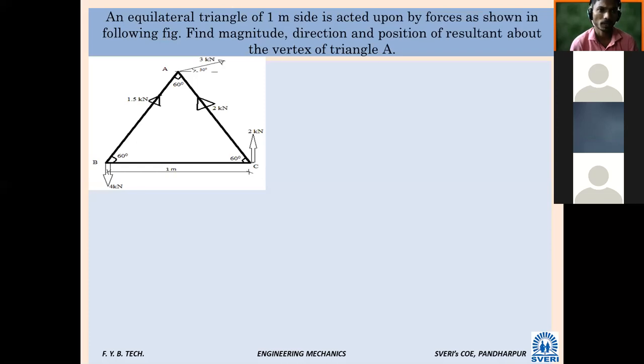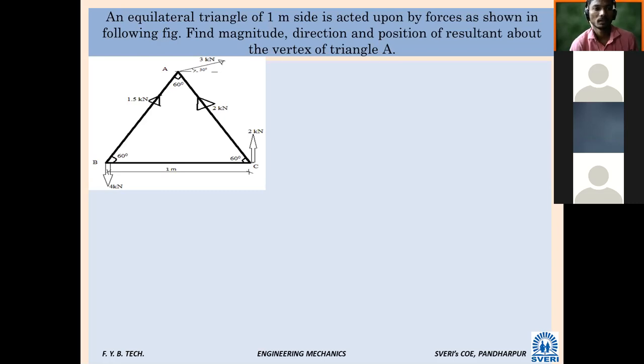So same problem now, equilateral triangle of 1 meter side. Very simple problem. Only while solving the problem, you should be able to find distances and forces. That's all. Shall we? So what is given, how many forces are there in this system? Are you able to see this diagram clearly?